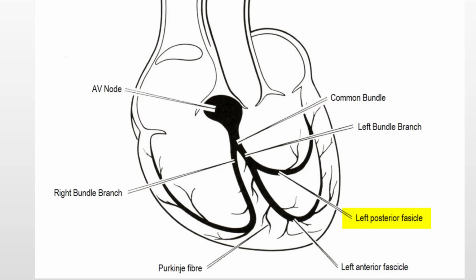The other principal division is the left posterior fascicle. So it divides from the superior portion of the left bundle branch and it heads more rearwards around the posterior, and it conducts the depolarization sequence to the posterior wall of the left ventricle.